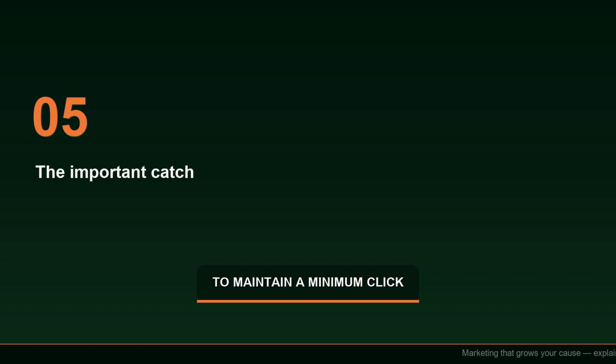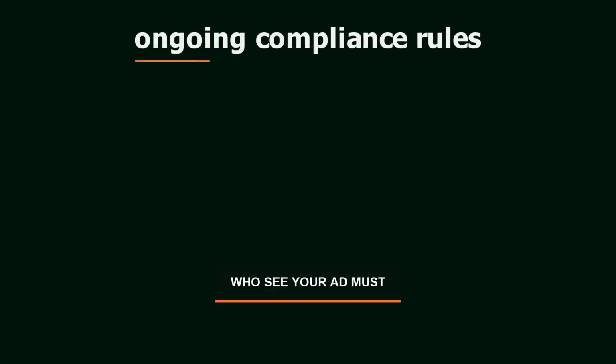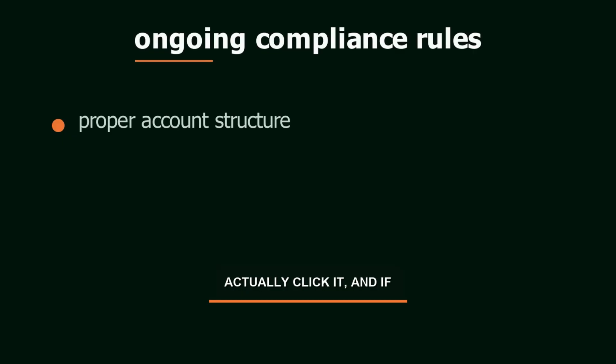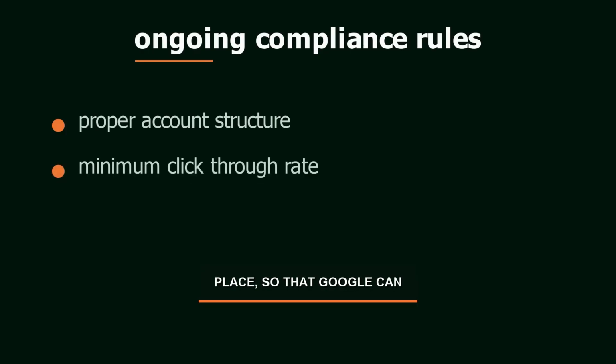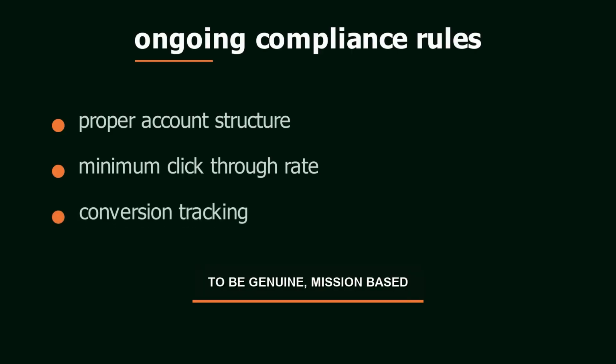You are generally expected to maintain a minimum click-through rate, which means a certain percentage of the people who see your ad must actually click it. And if you fall below that over time, your account can be paused. You are usually required to have conversion tracking in place so that Google can see the clicks are leading to meaningful actions and not just idle browsing. And the whole thing has to be genuine, mission-based use, not keyword stuffing or trying to game the system.